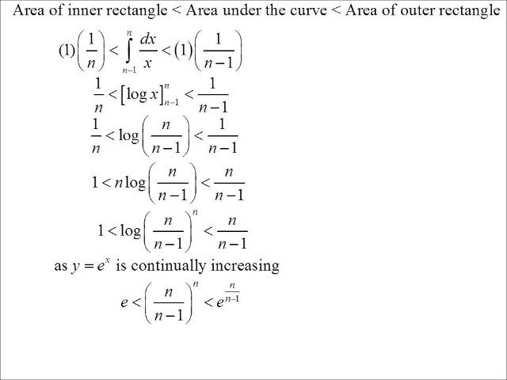Now, we know e to the power of x is continually increasing. So therefore, e to the power of 1 must be less than e to the power of log, that expression, is less than e to the power of n, e to the n minus 1, because they're bigger numbers as we're going along. We've just said that 1 is less than that, therefore e to the power of 1 must be less than that, because e is always increasing.